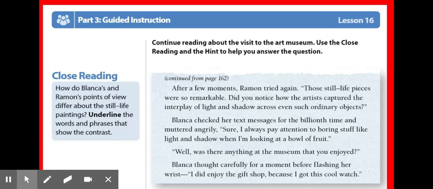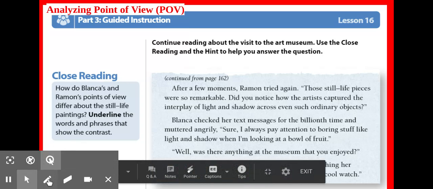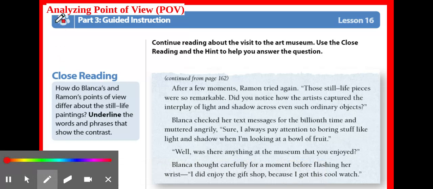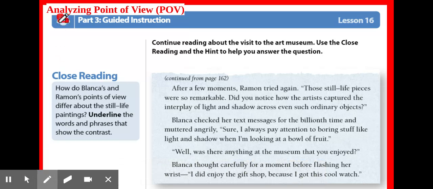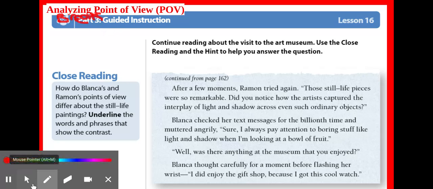The very first thing we're going to do is right at the very top of the page, we're going to write analyzing point of view. That's that POV again, because that's what we are doing. And we want to make sure we keep in mind that analyze means to do what? Break apart. Okay? So we're going to make sure we break down points of view. That is what we're doing. And as weird as that looks, it says break.